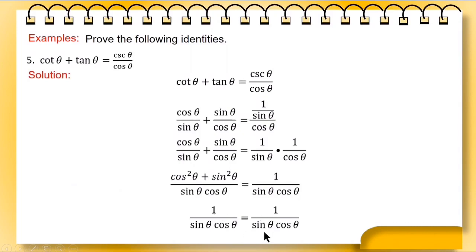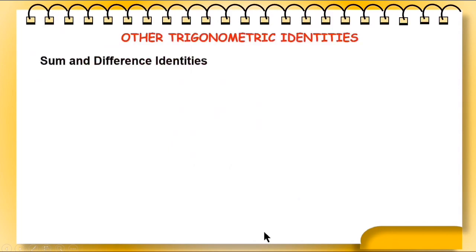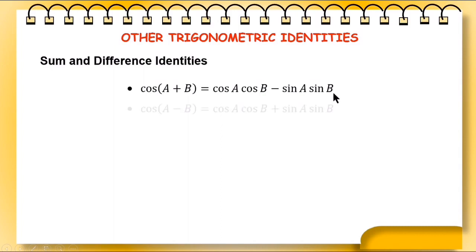Aside from the 8 fundamental identities, we also have sum and difference identities. Cosine of a plus b is equal to cosine a times cosine b minus sine a times sine b. While cosine of a minus b is equal to cosine a times cosine b plus sine a times sine b. So for cosine, if the given operation is addition, kung plus siya dito, ang operation naman dito ay subtraction. At kung minus, dito ay plus. This is cosine a, cosine b, then sine a, sine b.